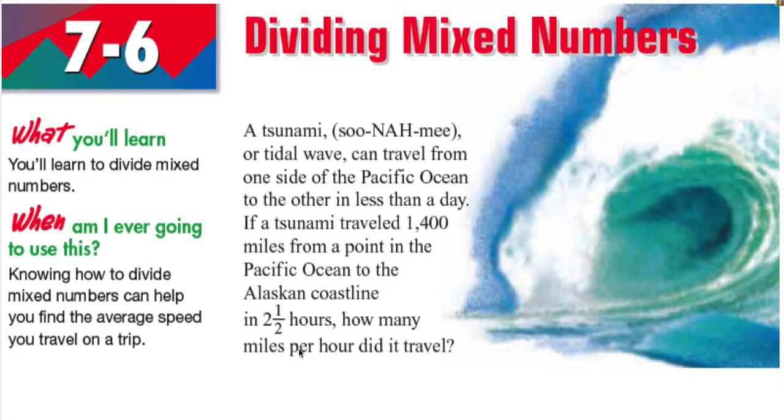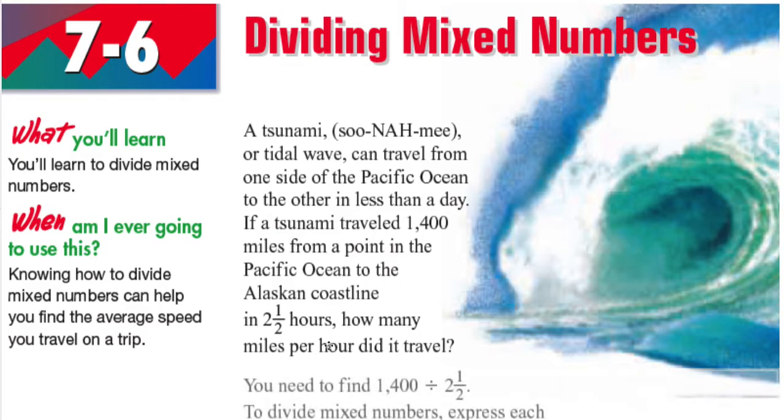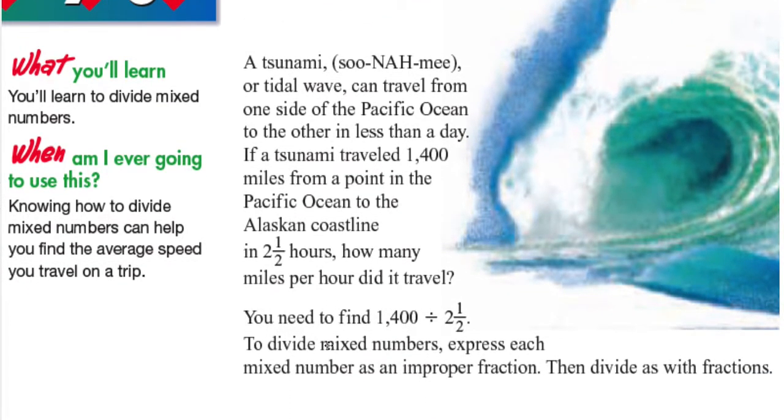Okay, so in this case, to divide mixed numbers, we need to use this to be able to find 1,400 divided by 2.5. That is what we want to do with our problem, to find the number of miles per hour traveled. Why is it 1,400 divided by 2.5?